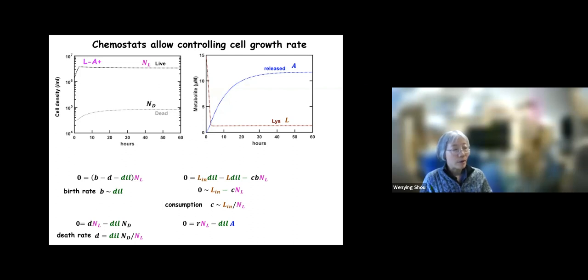So going to the final release rate, it's also very simple, because you know the dilution rate, you can measure the release at any concentration and divide by N_L, which can be measured by FACS. So this is very straightforward. Your one experiment gets you all parameters, and you can vary the growth rate.